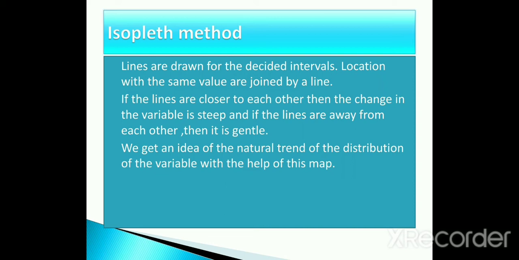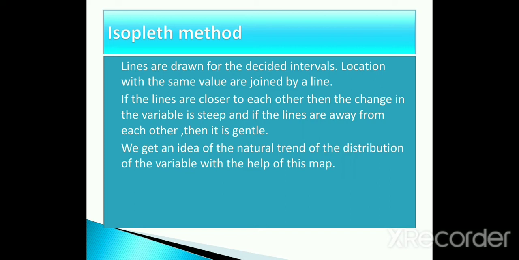See, lines are drawn for the decided intervals. Locations with the same values are joined by a line. If the lines are closer to each other, then the change in the variable is steep, and if the lines are away from each other, then it is gentle.